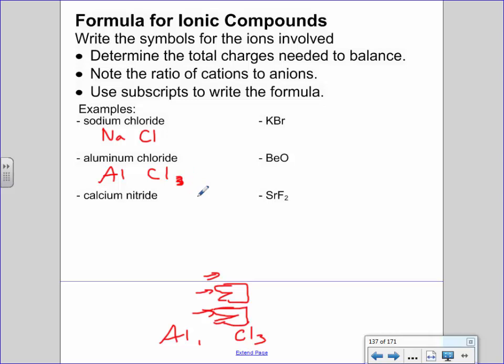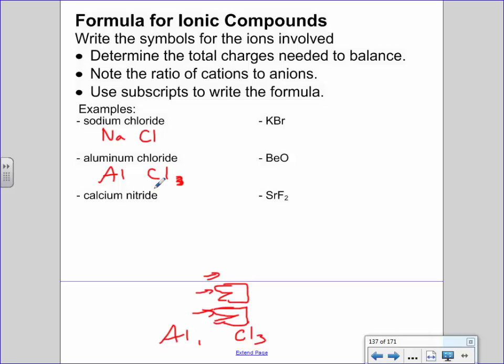Now, I don't call it aluminum trichloride. The tris and dis and tetras only apply to both things being nonmetals. But since aluminum is a metal, we have a different naming scheme. Okay, I'll just move this out of the way and we'll try another one here. Like I said, this is the thing you need to practice. If you don't practice this, it's really hard to get better.